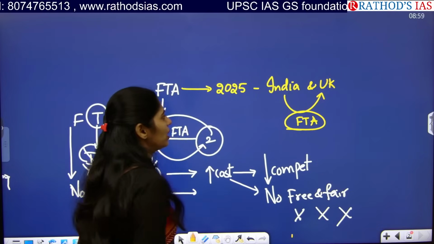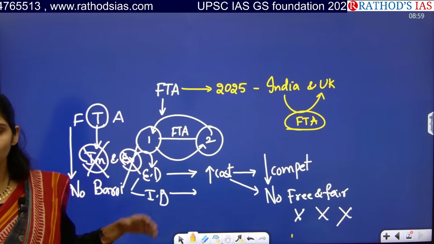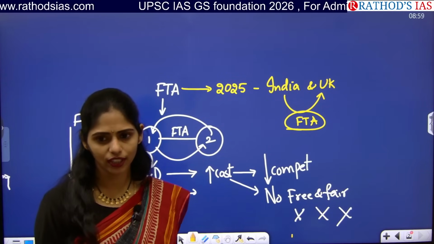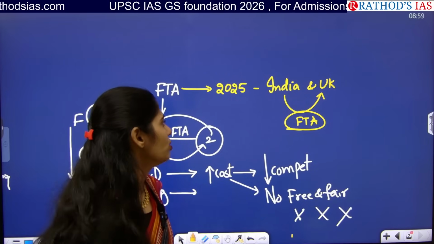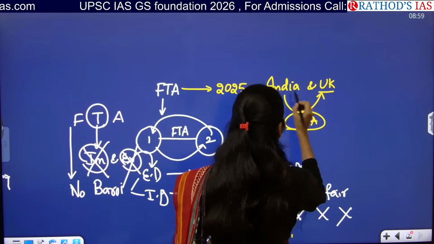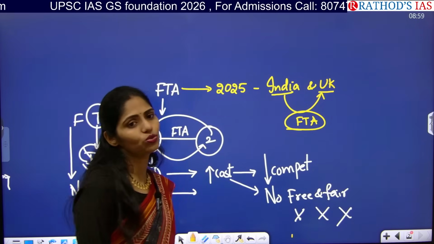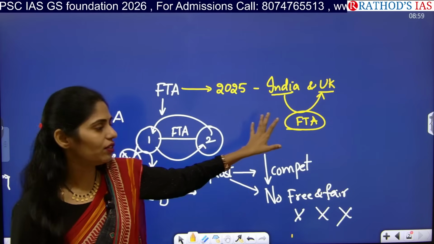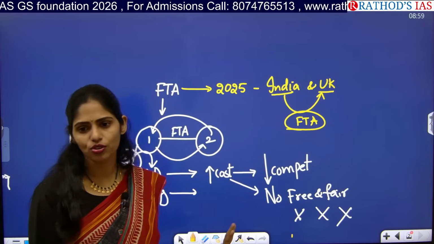So why 2025? Recently, what happened in India? Elections were done, right? We got the election results on June 4th, that is at the central level. In the same way, UK also had elections. Because of these elections in the two countries, the FTA finalization has been delayed. And now by the start of 2025, we are going to have this.